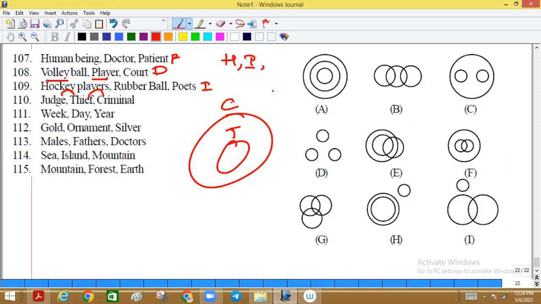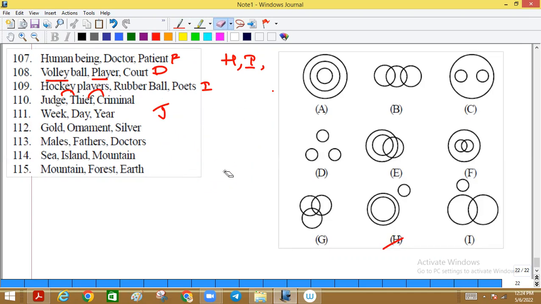All thieves are criminals. Now what about judges? Judges are completely different. So the answer is H. It's a bit logical. Why? Because some people think, why can't some judges be thieves? Some judges are criminals also, no? For example, there are some judges on whom criminal charges have been filed. But you can't consider that. In this case, you have to consider what are judges, what are thieves, what are criminals. Look at it like this. That is the approach in the exam.